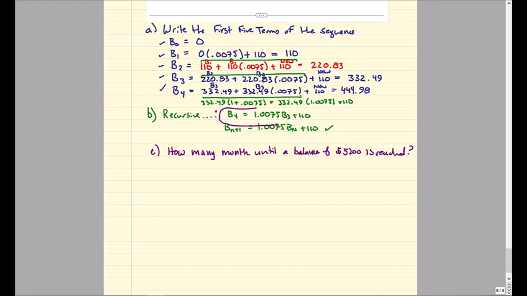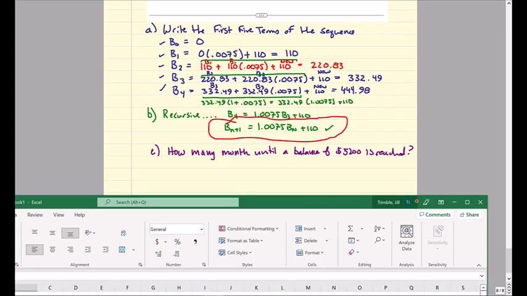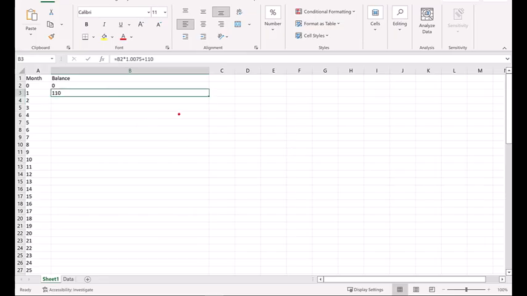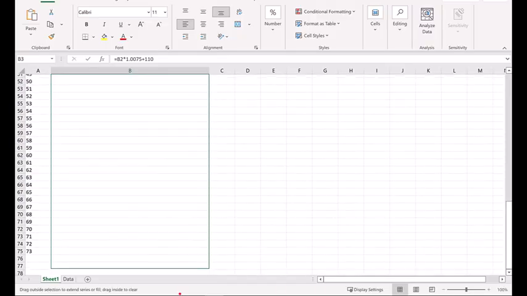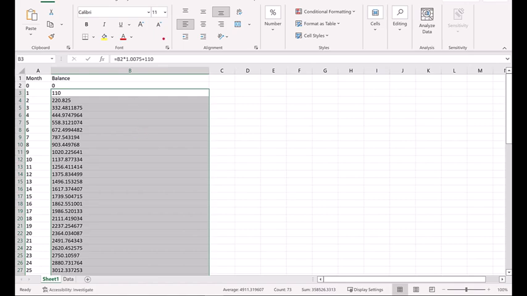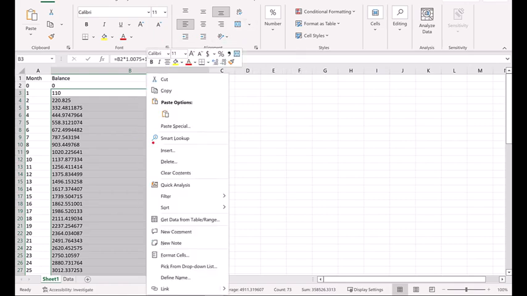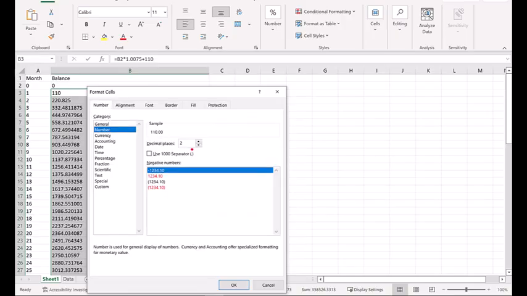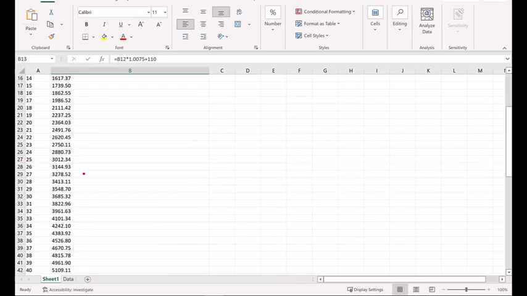So if you wanted to maybe not use the B sub 4, let's use the one underneath. I'm using this formula right here. So 1.0075 times the previous balance, the previous cell, plus 110. Okay, so now what we can do is use our fill handle here to copy that formula, and then we can go ahead and round these to the nearest cent, which isn't a huge deal, but we want to go ahead and round these to 2 places. Okay, and so we want 5,200.